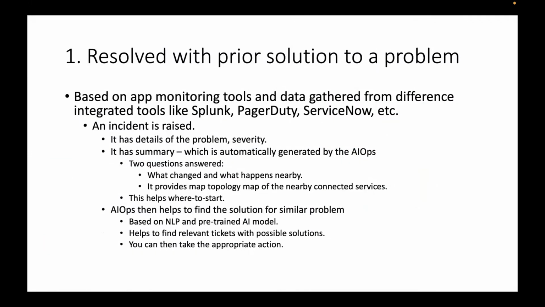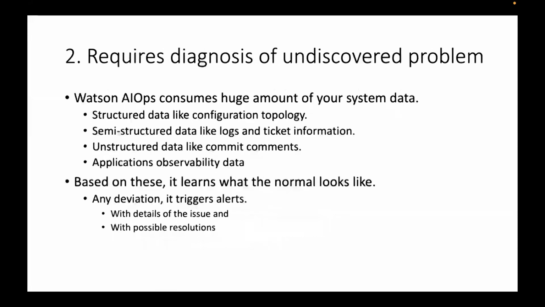There are two ways to resolve issues, right? I will not go into much depth, but just to explain, there are two ways to resolve any issues. If the same issue has already happened earlier, Watson digs into its own repository, finds out what potential solutions there can be, and suggests these solutions. You take one of those solutions and resolve the issue, right? So that's the easy one.